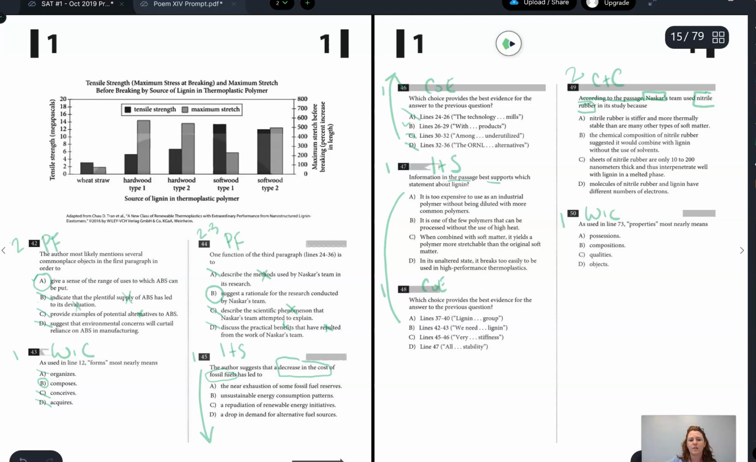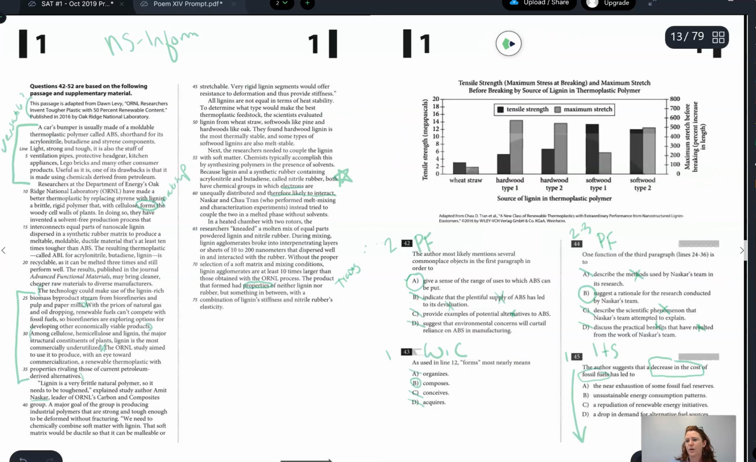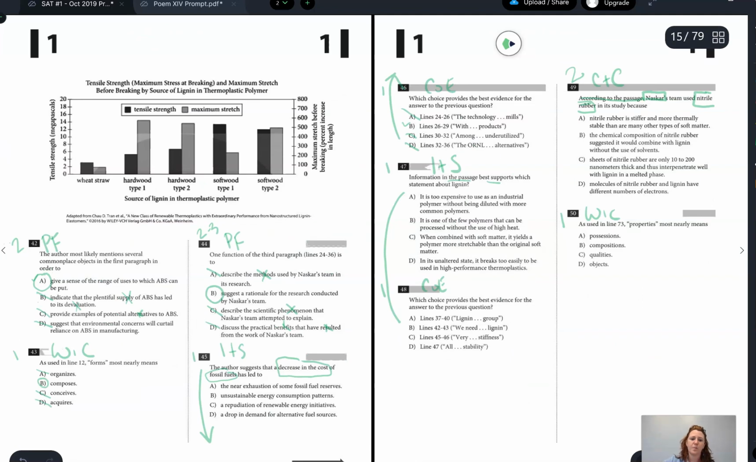So a decrease in cost has led to what? Let's reread that and see what the decrease in cost has led to. With the prices of natural gas dropping, renewable fuels can't compete with fossil fuels. So here's the result. Biorefineries are exploring options for developing other economically viable products. So biorefineries are trying to figure out ways to keep up since their prices aren't as low. They still need to be marketable. Has led to near exhaustion of fossil fuel reserves? No.